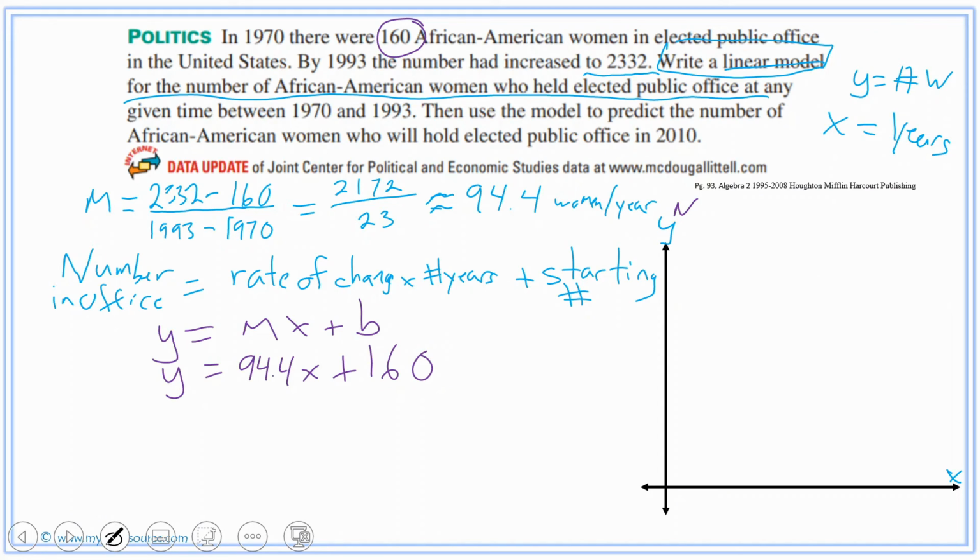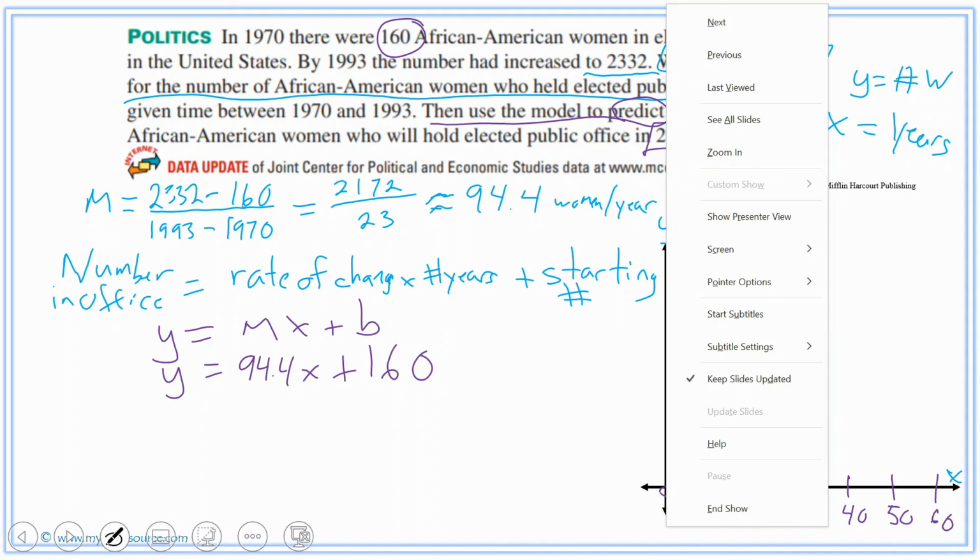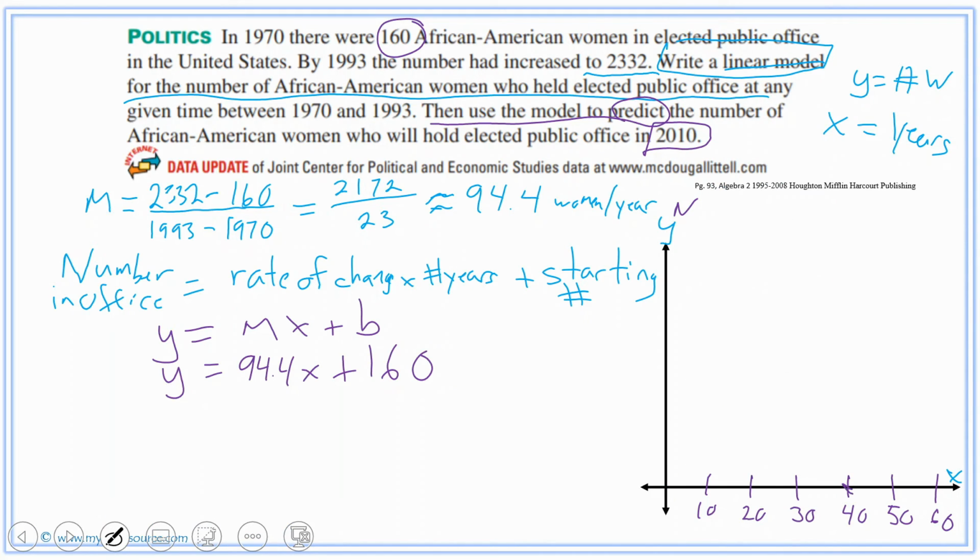We do have our model, but we now need to graph it so we can predict the number that would be in 2010. Now there are 23 units here, so we're not going to go by ones. We could go by tens: 10, 20, 30, 40, 50, 60. That would fit, because 2010 is 40 years away. So if 1970 represented the zero or the origin, this is the point we're looking at. 40 years from there would be 2010.